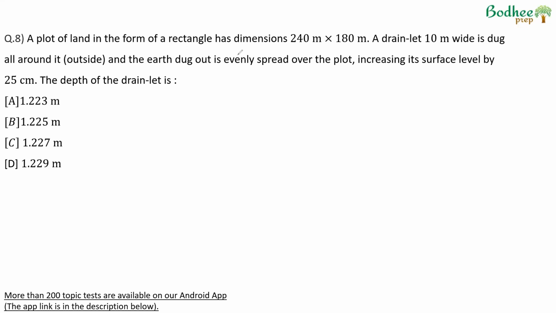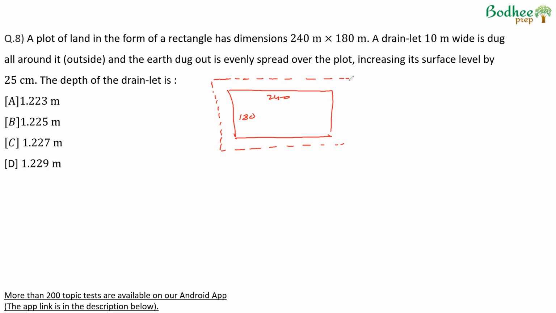A plot of land in the form of a rectangle of dimensions 240, 180. A drainlet 10 meters wide is dug all around its outside. And the earth dug out is evenly spread over the plot, increasing its surface level by 25 centimeters. Find the depth of the drainlet. Let the depth of the drainlet be D. We will use meters.